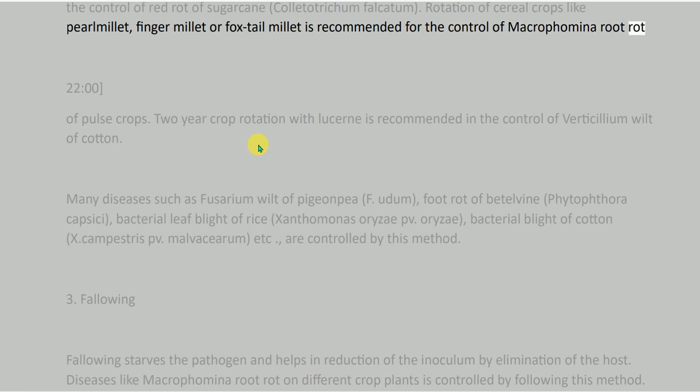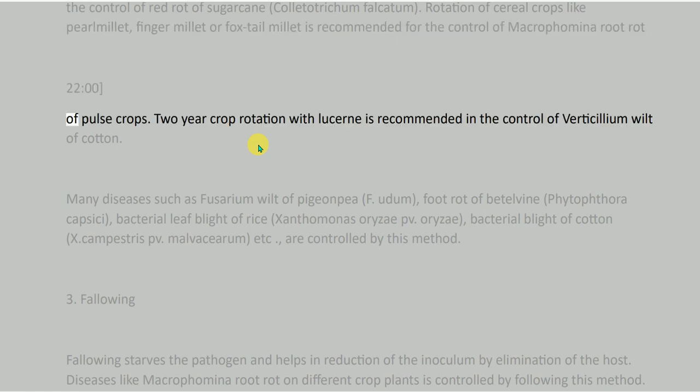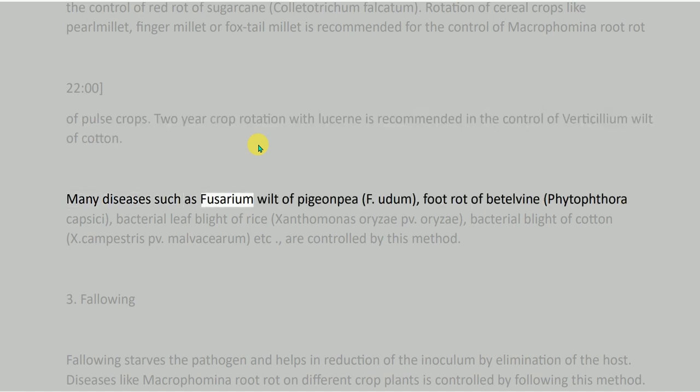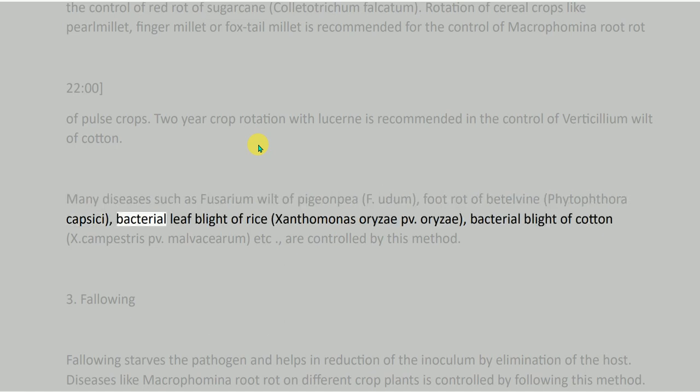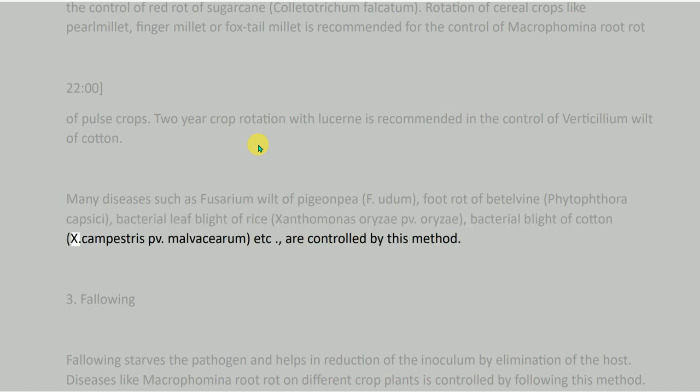Of pulse crops, 2-year crop rotation with lucerne is recommended in the control of verticillium wilt of cotton. Many diseases such as Fusarium wilt of pigeon pea, F. udum, foot rot of betel vine, Phytophthora capsici, bacterial leaf blight of rice, Xanthomonas oryzae pv. oryzae, bacterial blight of cotton, X. campestris pv. malvacearum, etc., are controlled by this method.